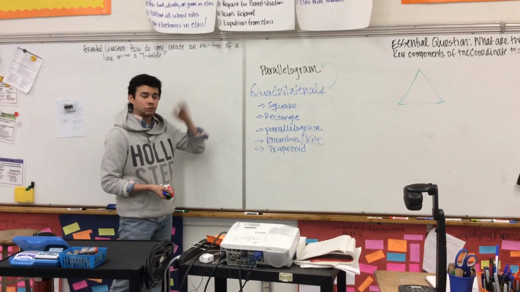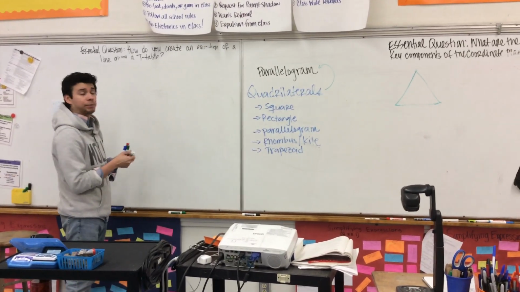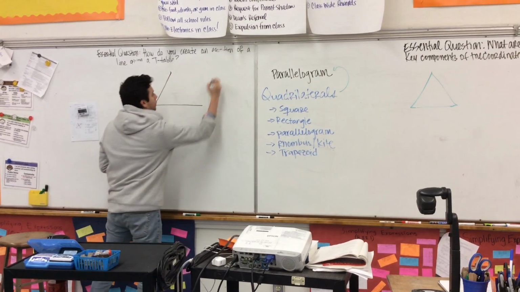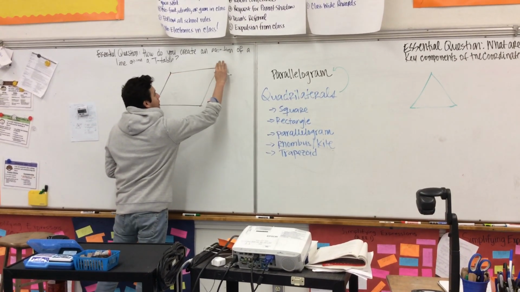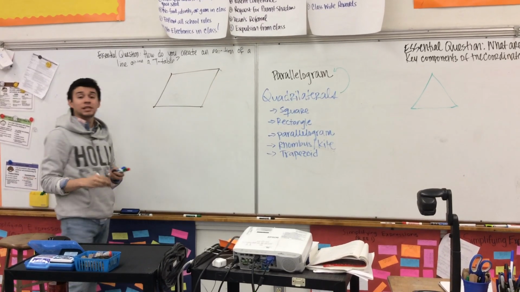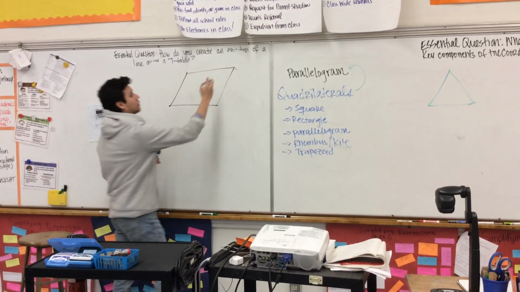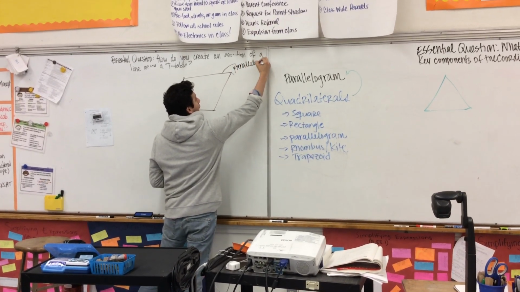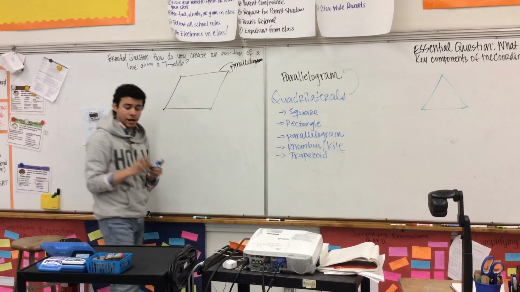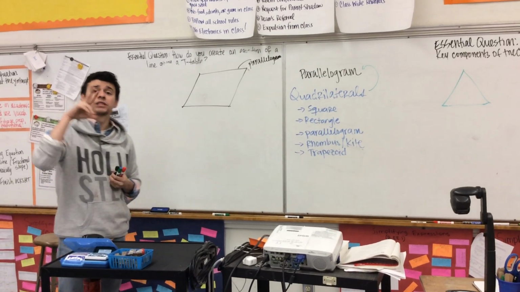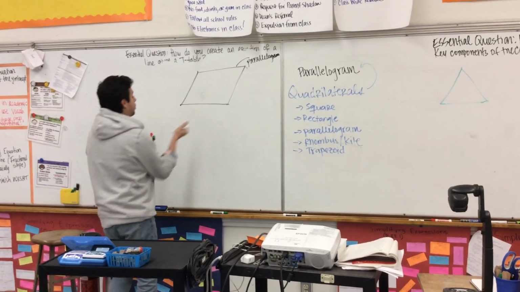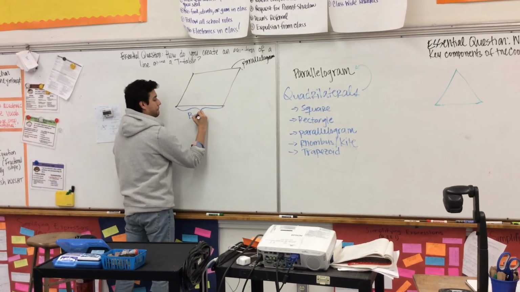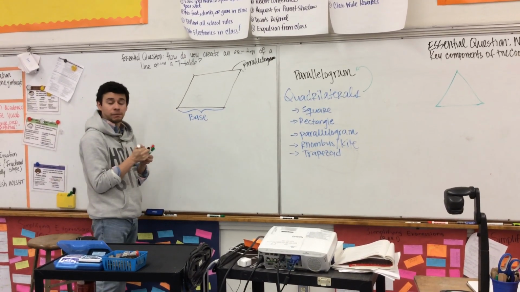Skip a line and write this in red pen. This is what a parallelogram looks like. It looks like a rectangle, but it's kind of slanted. Copy that down. This is an example of a parallelogram. A parallelogram has 2 pieces. This bottom piece is known as the base of the parallelogram.